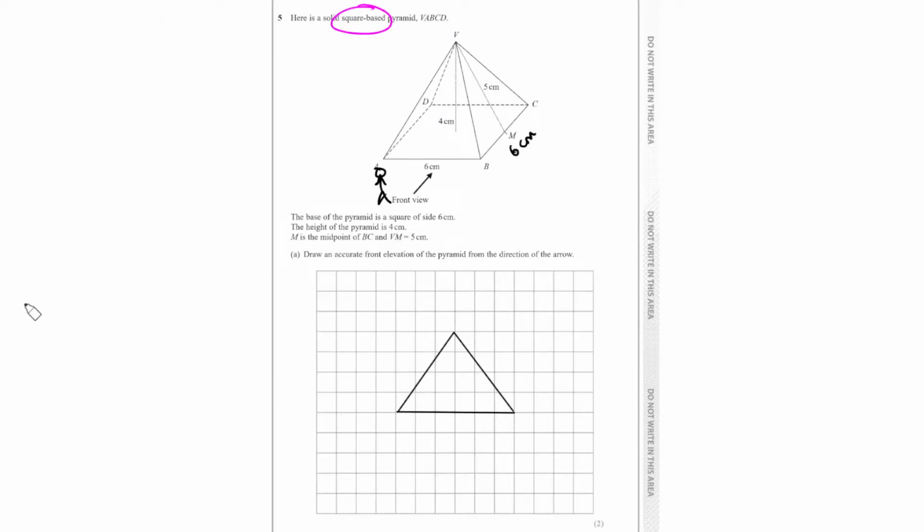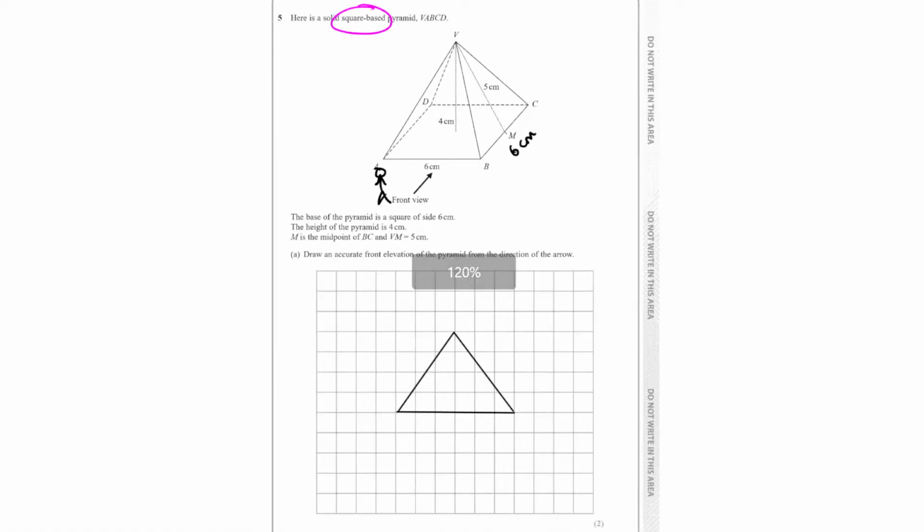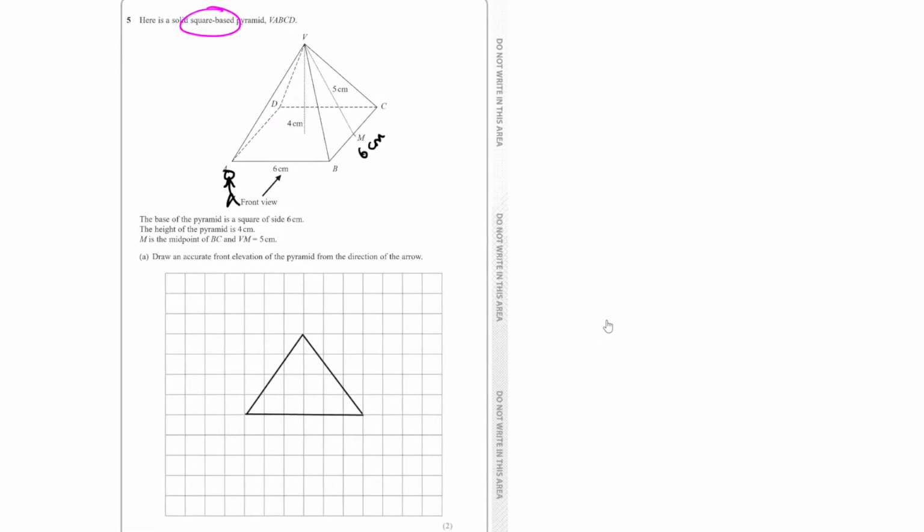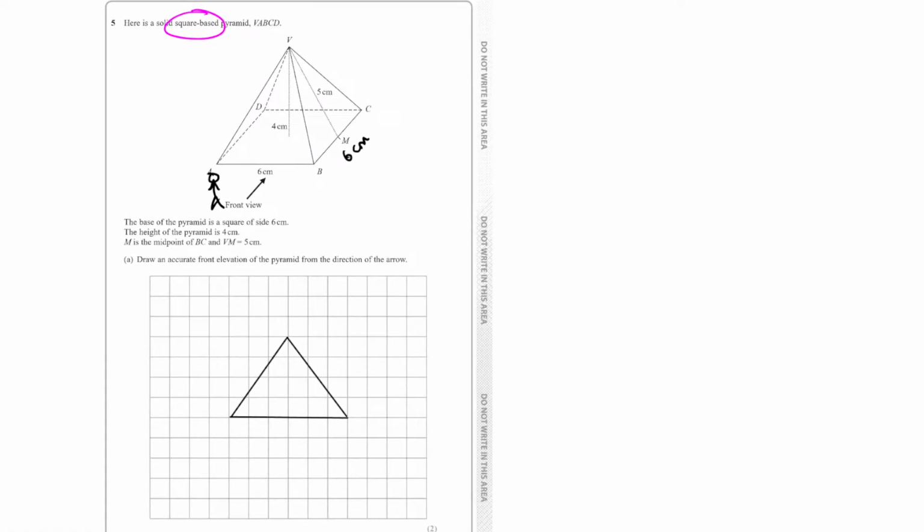So this is for part B. Let me move it over so we can write on one of the sides. Surface area: what have we got? 1, 2, 3, 4 sides, and then 1 base, so that's 5 sides. So we need to work out 5 areas. Some of them are the same, aren't they? Probably the easiest one is a square, so we might as well start off with the square. Square is 6 by 6, 36.